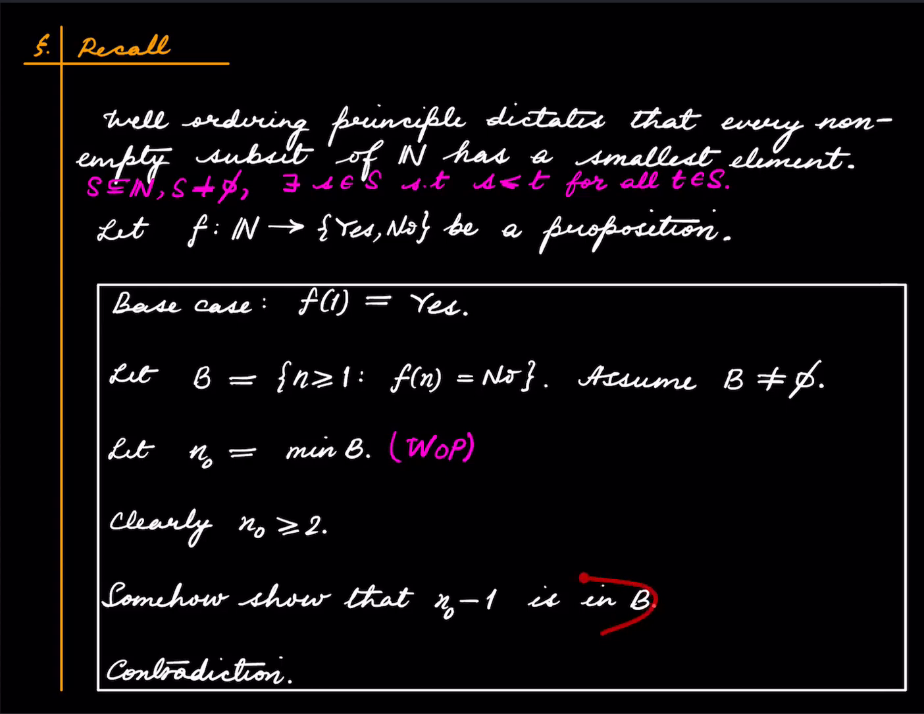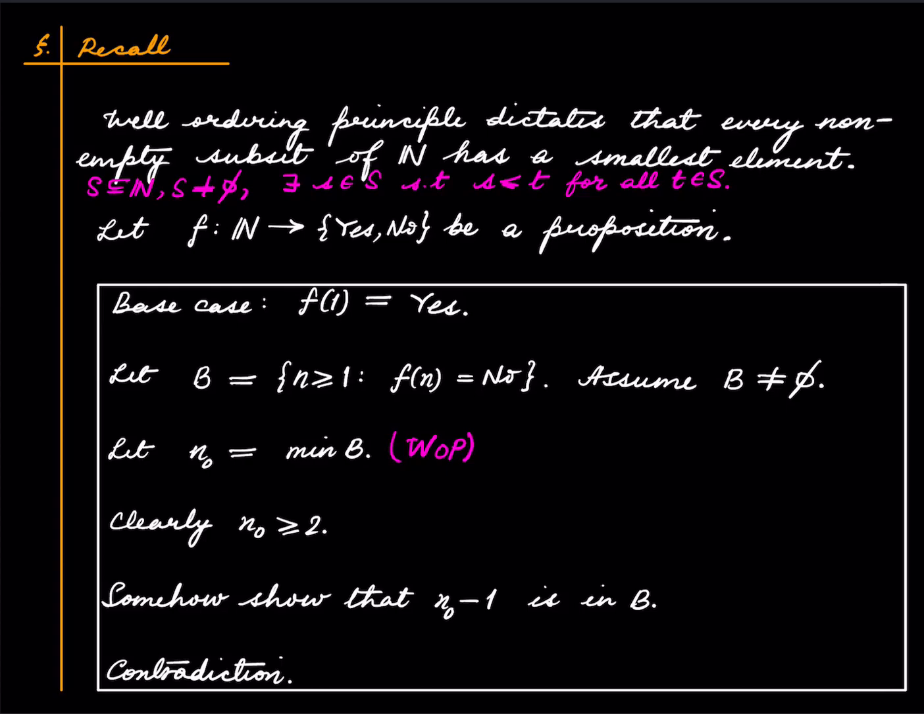And then typically what happens is we end up showing that n naught minus 1, which is a natural number because of this line, is also bad. And that's a contradiction to the minimality of n naught. So this contradiction would establish that B had better be empty. And I'm not trying to say that this is the only way to use the well-ordering principle, but this one particular template of reasoning essentially captures how the well-ordering principle is used.